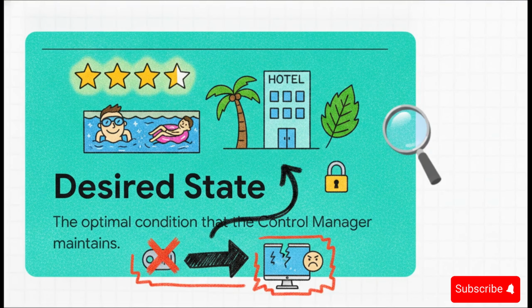So the crucial point here is understanding this whole concept of desired state. The control manager's entire reason for existing is to ensure that the actual state of our hotel perfectly matches the desired state. If the desired state is that our guest is happy, safe, and their app is running perfectly, but the actual state is that their pod just crashed, the control manager works tirelessly to fix that mismatch. It is literally obsessed with maintaining that perfect 5-star rating and ensuring your cluster runs exactly as you intended.